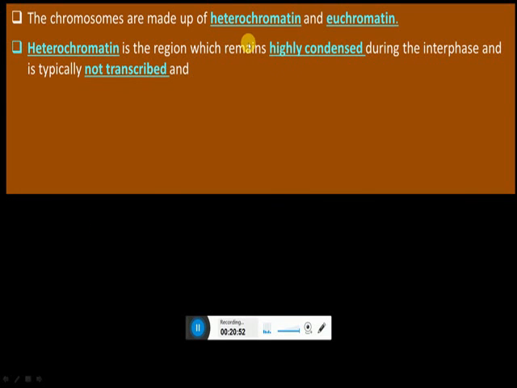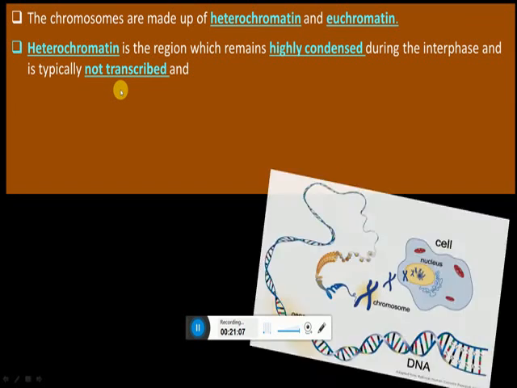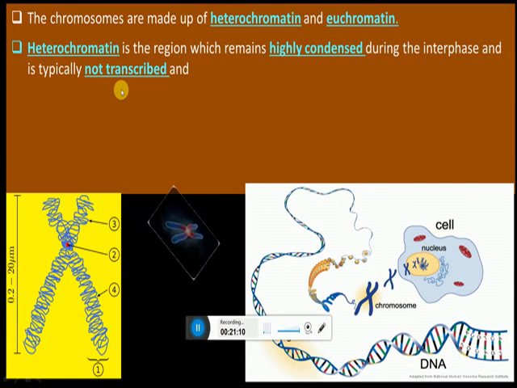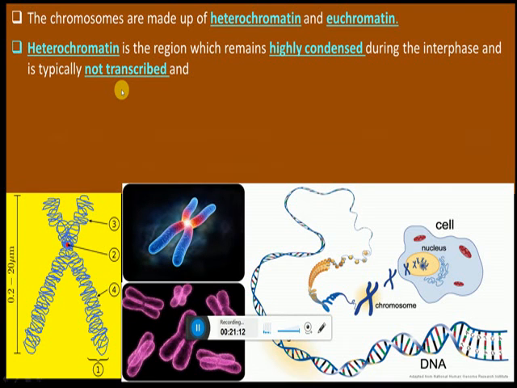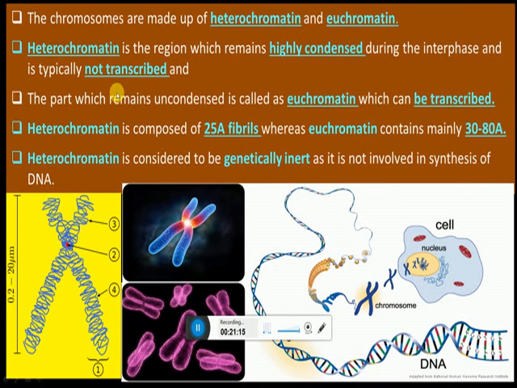The chromosomes are made up of heterochromatin and euchromatin. So we have to see what is heterochromatin and what is euchromatin. Heterochromatin is the region which remains highly condensed during the interphase and is typically non-transcribed. Heterochromatin and euchromatin may be parts of the same chromosome, in inactive and active states. The part which remains uncondensed is called euchromatin. Uncondensed means it can be transcribed.